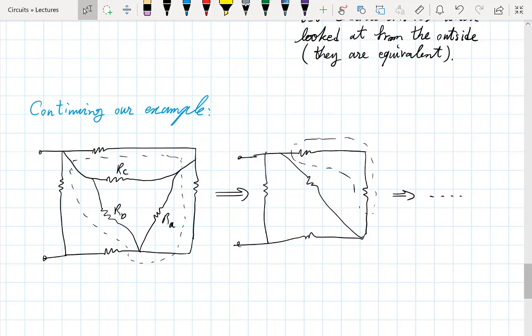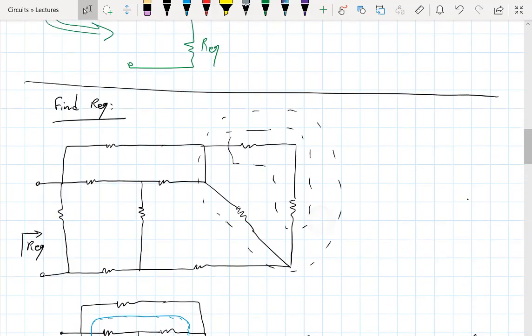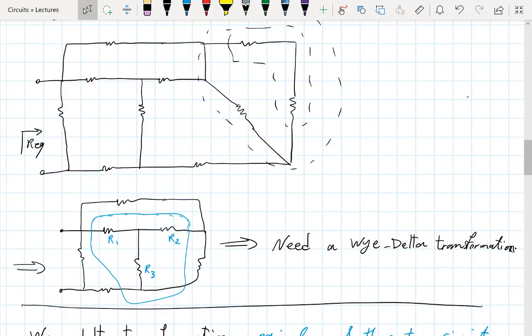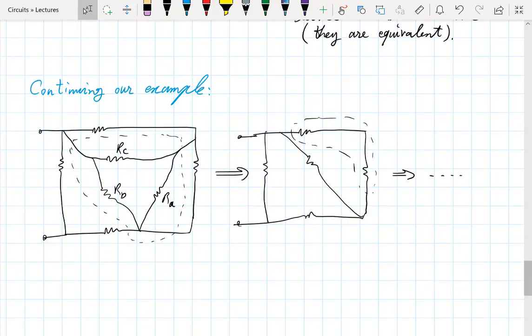Okay? So you can go home and try to maybe expand this example a little bit so that you think maybe you need something more than just a wye-delta. Okay?